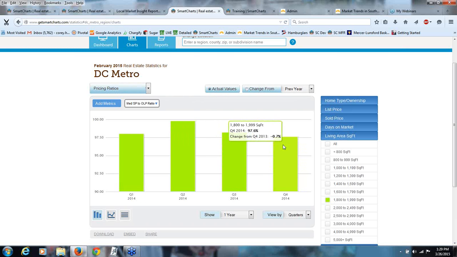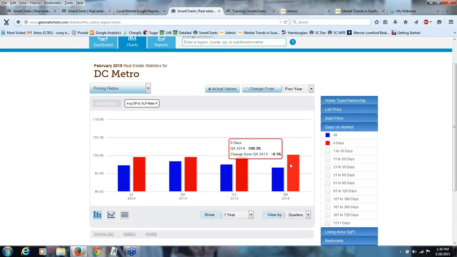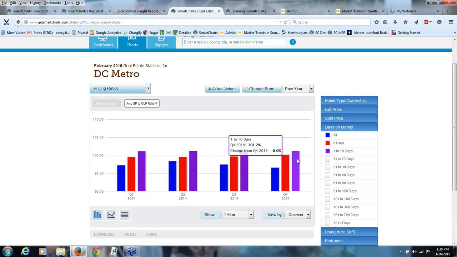So the median sold price to original list price for this square foot range is 97.6%. That's not the chart I wanted to show you. You can plot out the average sold price to original list price ratio. So it's 96.5% in the DC metro area by days on market range. So 96.7 for all homes that sold in the fourth quarter. Those homes that sold in the fourth quarter that were on the market for 0 days is 100.3%. 1 to 10 days, 101.2%.